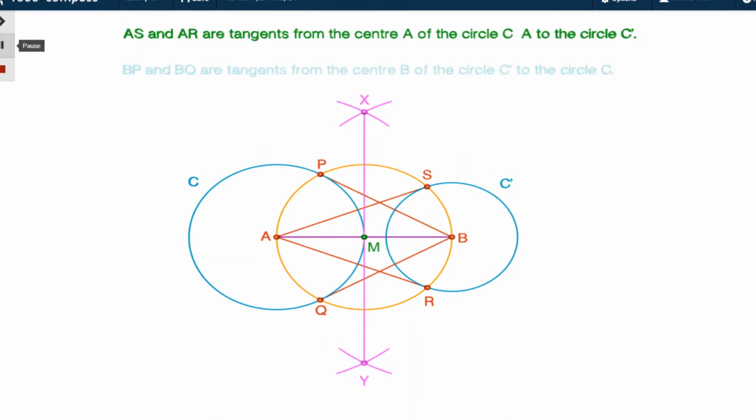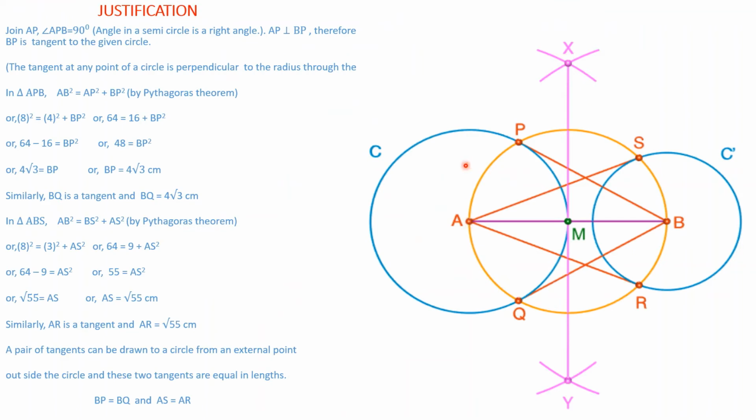So from A we have drawn two tangents, AS and AR, and from point B we have drawn BP and BQ, two tangents. A is the center of circle C, B is the center of circle C dash. From A, two tangents are drawn, AS and AR, to the smaller circle, and from point B, which is the center of the smaller circle, tangents are drawn to the bigger circle, that is C.